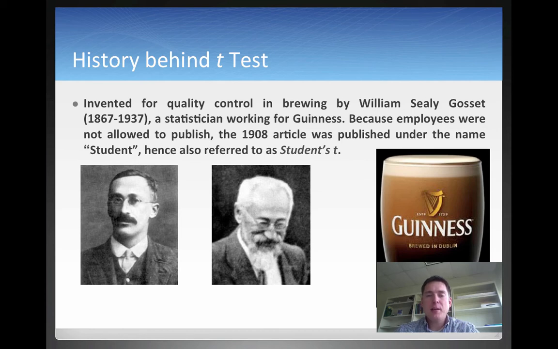So the history behind the t-test is that it was developed by William Sealy Gosset, and he was working as a statistician for the Guinness Brewery in Dublin. Because the brewers were really afraid that other brewers would copy patents and things like that, the researchers who worked for breweries were not allowed to publish findings in their own names. So apparently he published it under a pen name, Student. So that's why sometimes you will also hear Student's t-test.